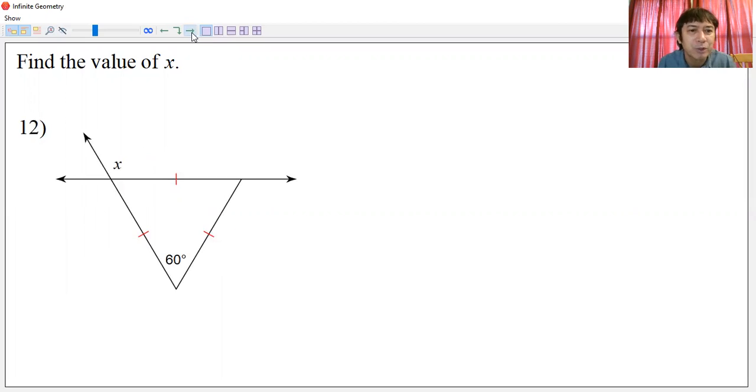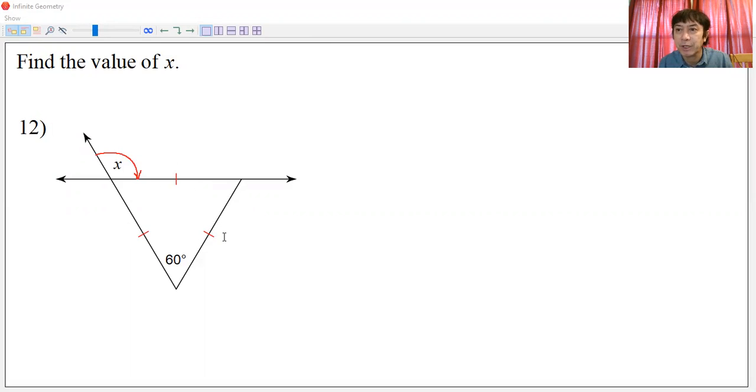All right, here's number 12 figure. Find the x. So we identify if x is side or angle. And it looks like that must be an angle, okay? We're looking for this angle there, okay? What is this angle? Now, what do we have as a triangle? You can observe the red marks, okay? The red marks for the sides.